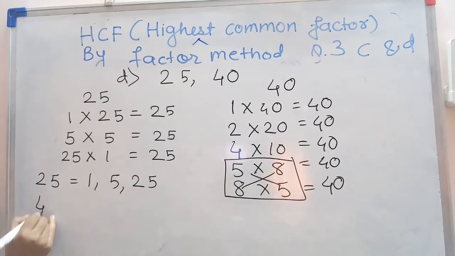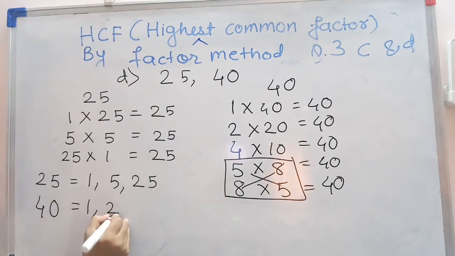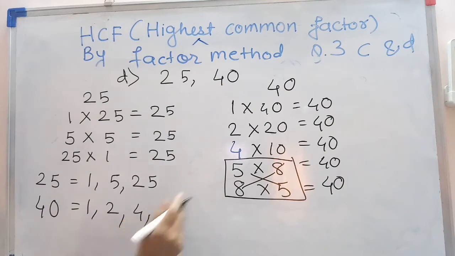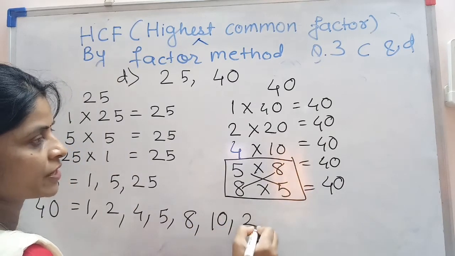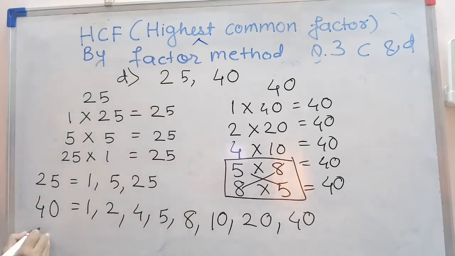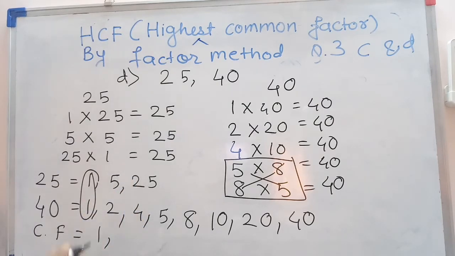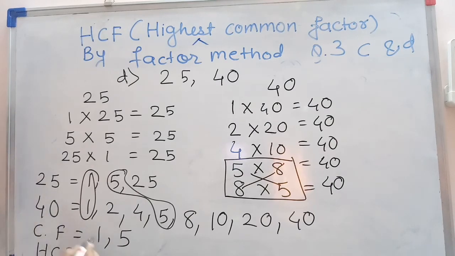Now the factors of 40 are 1, 2, 4, 5, 8. After that this side will go 10, 20 and 40. Now what are the common factors? 1, after that 5. These two are the common factors. Now among these common factors, 5 is the greatest number. So the HCF of 25 and 40 is 5.